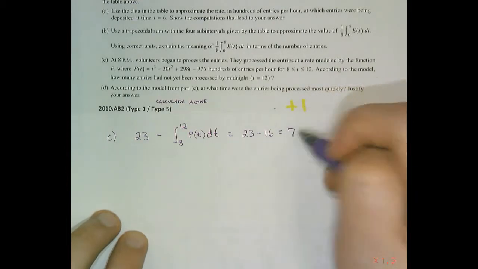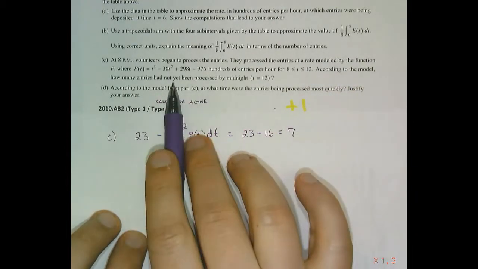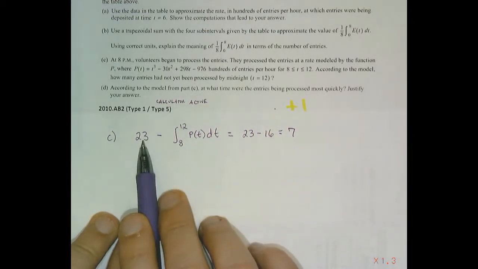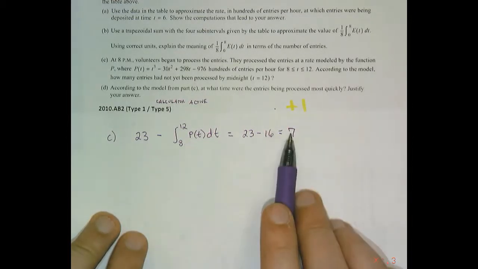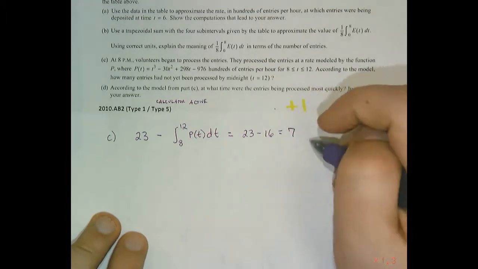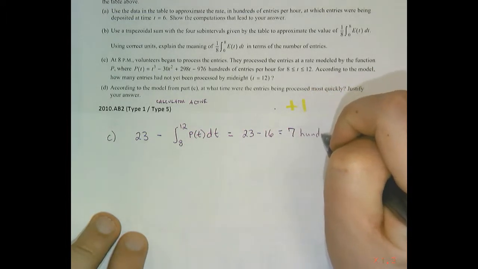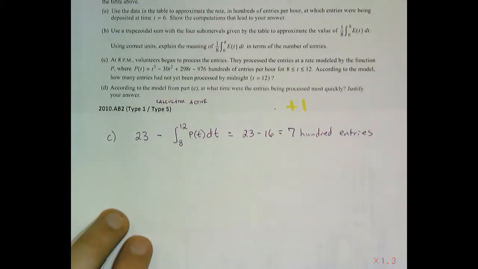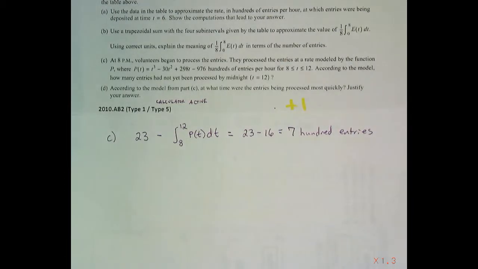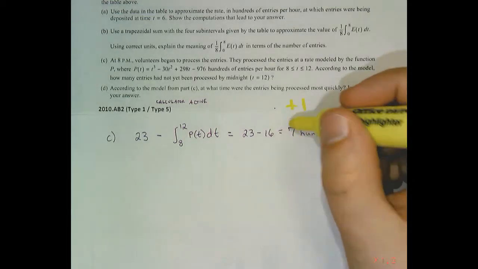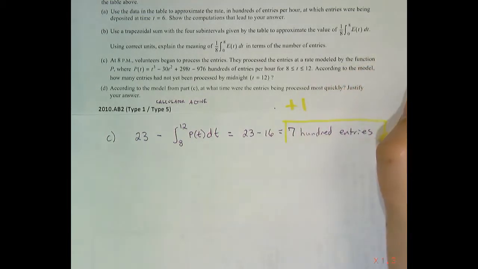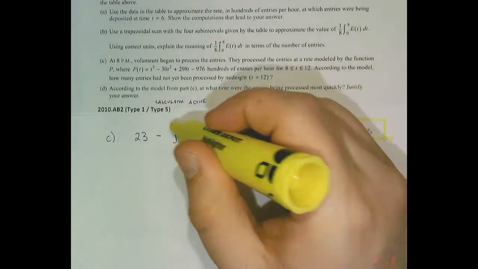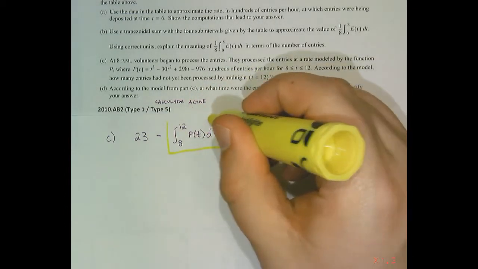This tells you how many have not been processed yet. I started with 2,300, I processed 1,600, so I am left with 700 entries. This is worth 2 points. 1 point for the answer, 700 entries, and then 1 point if you knew to integrate the rate function.